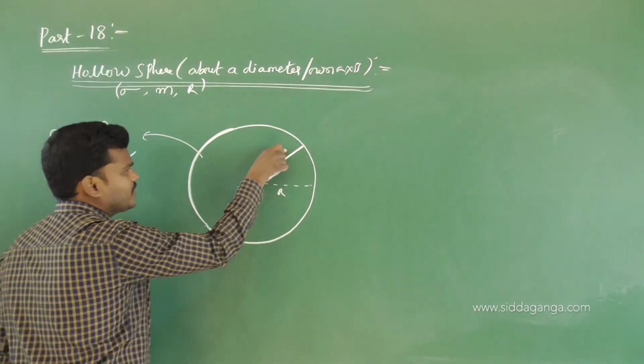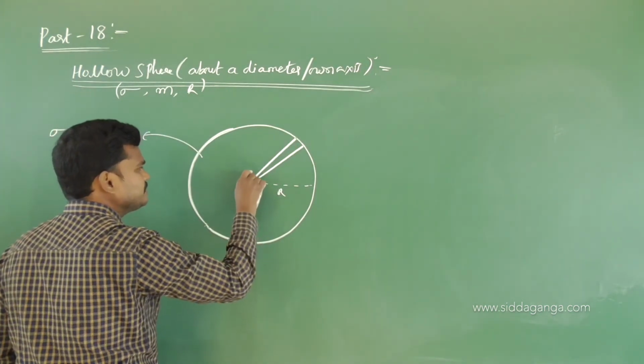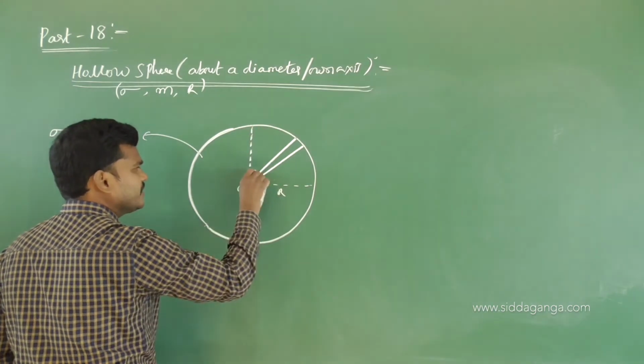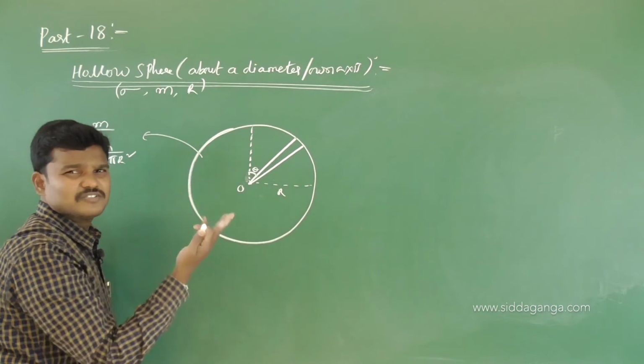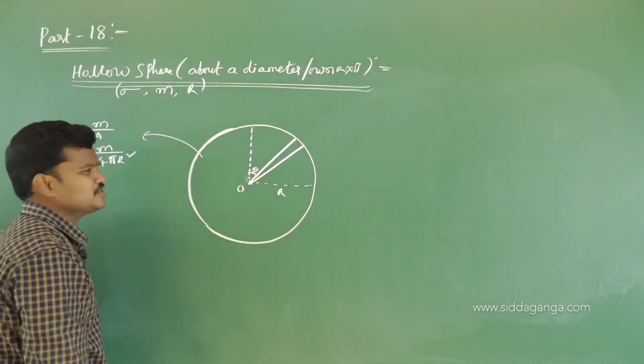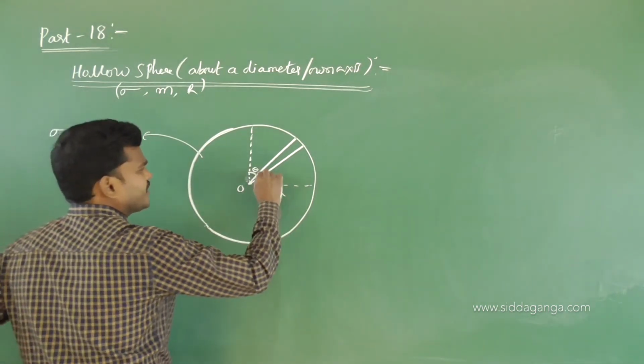At an angle theta, you can take it here or here. Let me take theta here, no problem. You can take it here now, and you will get some sin theta, cos theta. Finally, the answers will be the same, so there is no change in the answer. So I am taking a small part.